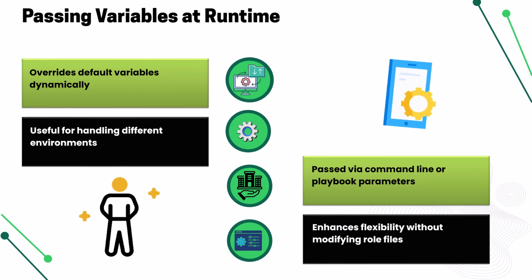Runtime variables are like last-minute additions to your shopping list. They allow changes on the fly. Instead of modifying role files, you simply pass variables via the command line or playbook parameters. This is useful for handling different environments without touching the core configuration. Think of it as swapping ingredients in a recipe without changing the entire cookbook.